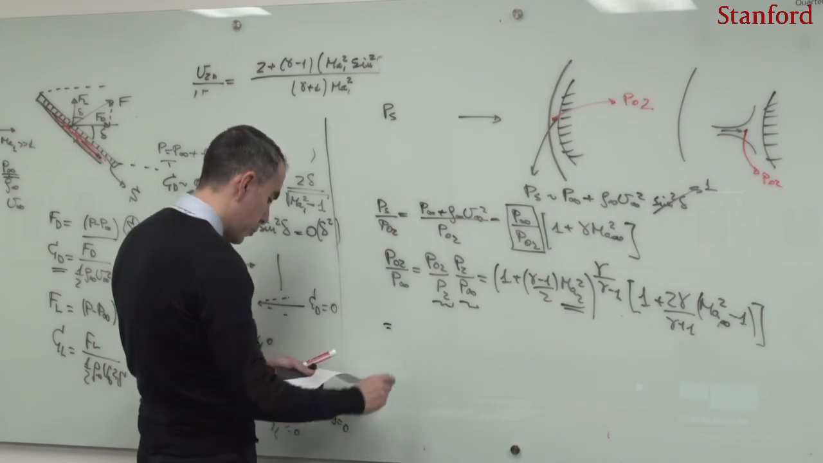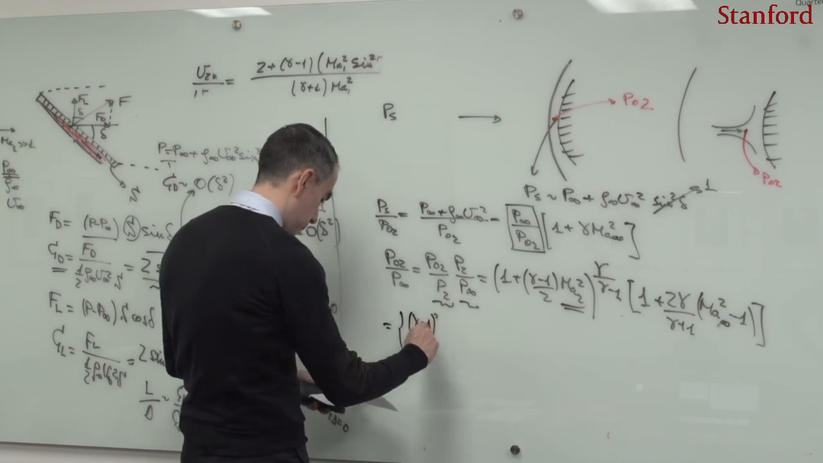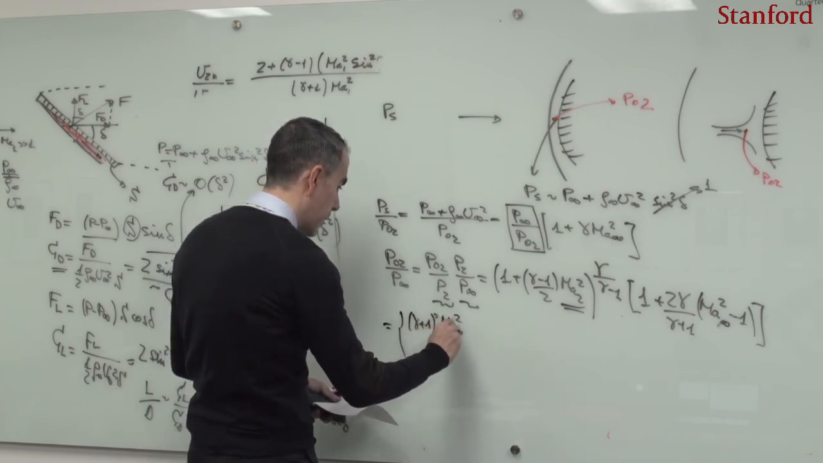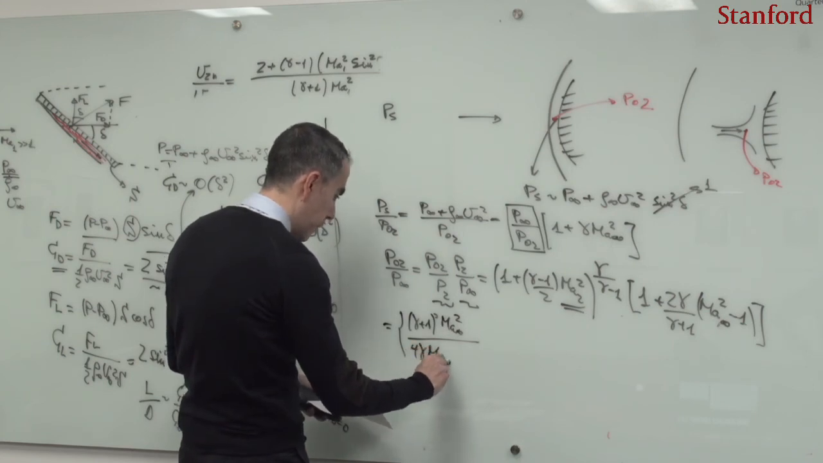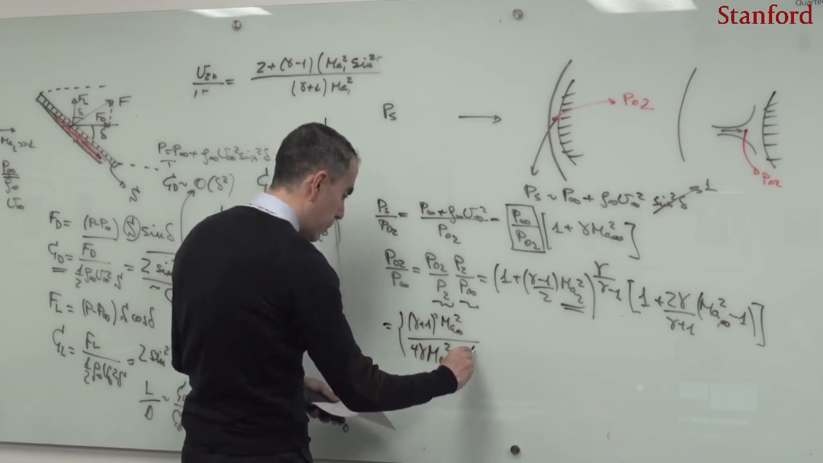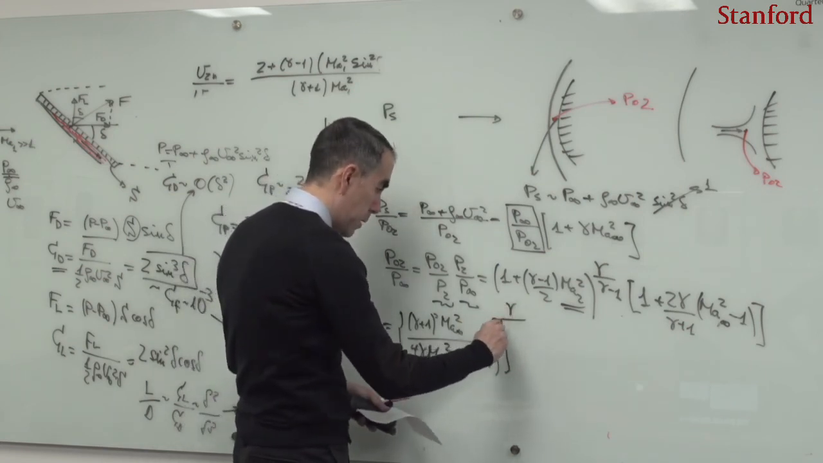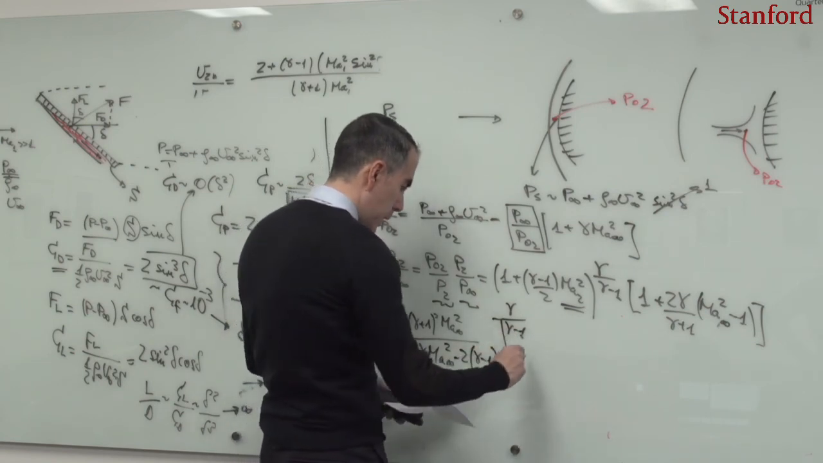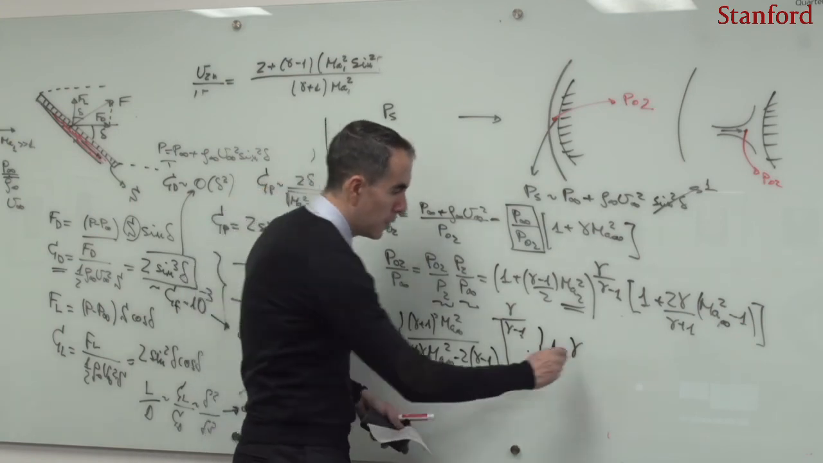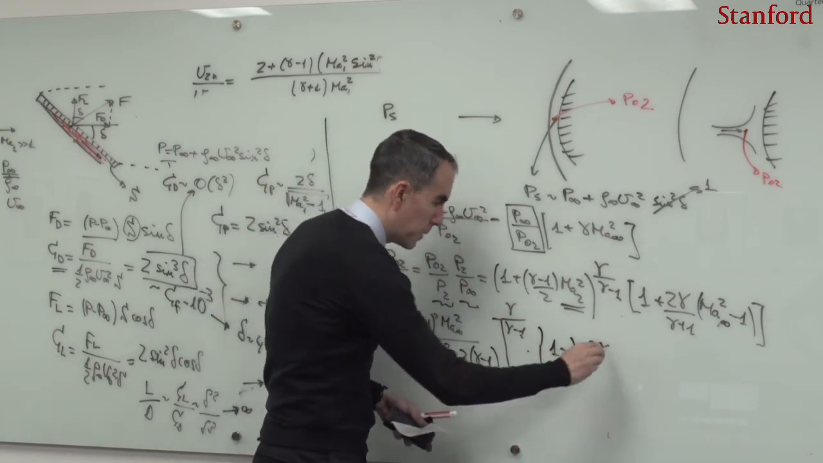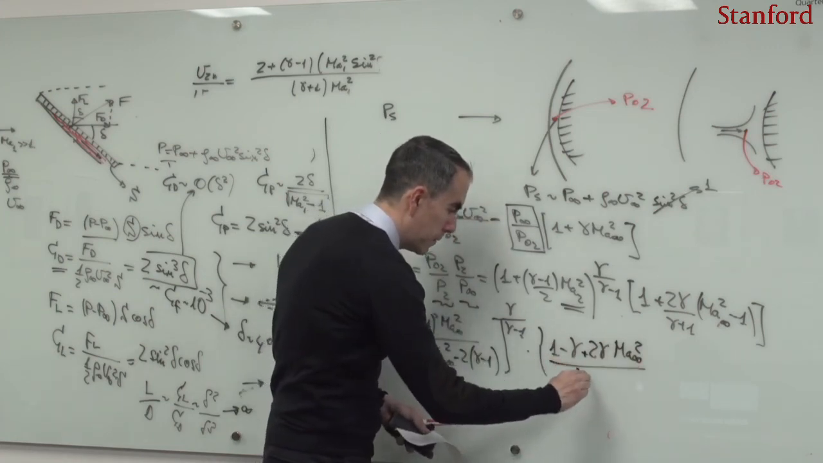We obtain that this ratio will be equal to (gamma plus 1) squared multiplied by Mach infinity squared, divided by 4 gamma Mach infinity squared minus 2 multiplied by (gamma minus 1), all to the power gamma over gamma minus 1, and then multiplied by (1 minus gamma plus 2 gamma Mach infinity squared) divided by gamma plus 1.